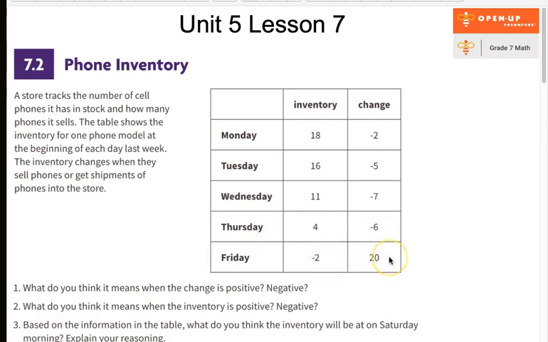They get 20 in. So what do you think that their inventory will be on Saturday? Their inventory on Saturday would be 18. Because if we have a -2, they were short 2, so once we get 20 in, they have to give those to the people that bought them, so that means they'll have 18 left on Saturday.